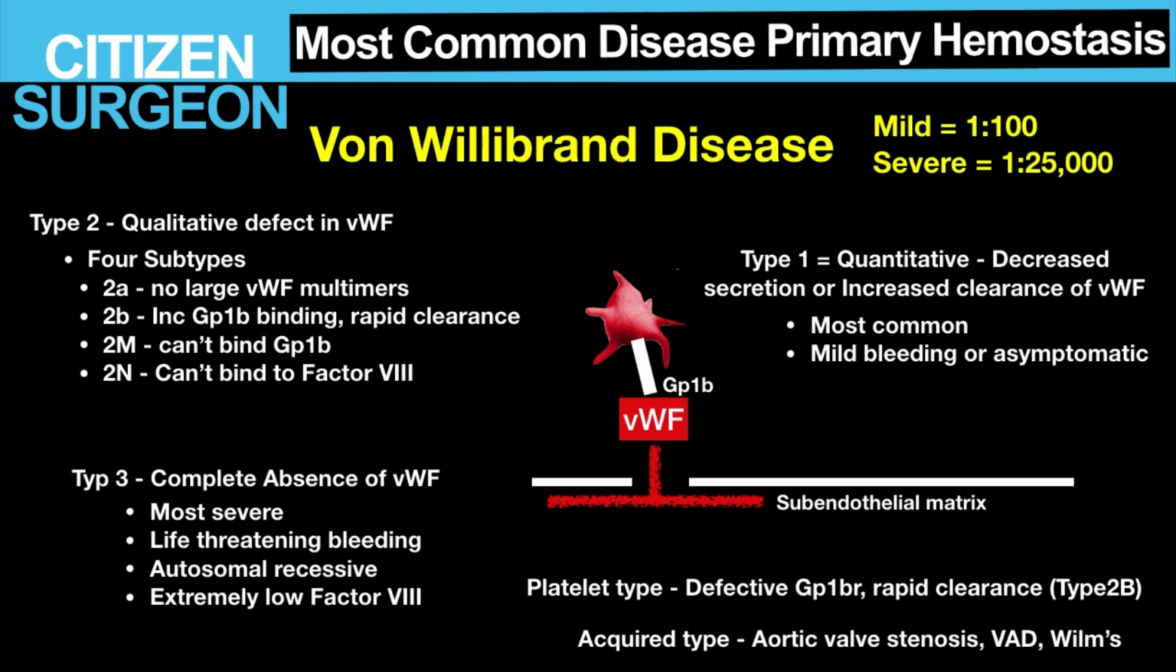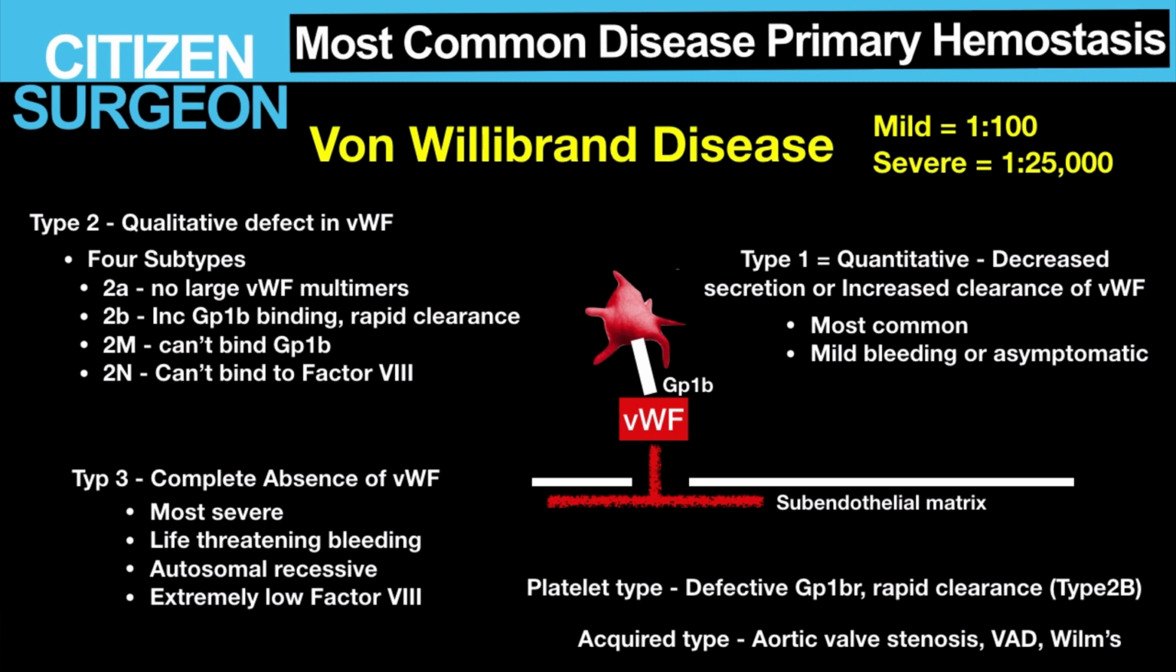So type 1 is the most common, and this is a quantitative problem with von Willebrand's factor. You either have decreased secretion or increased clearance of von Willebrand's factor, and this is mild bleeding or asymptomatic. These are the ones that are more common in our society, and maybe the patient will have a history of bleeding after a dental procedure or some other intervention. Type 2, over here on screen left, we're going to see a qualitative defect.